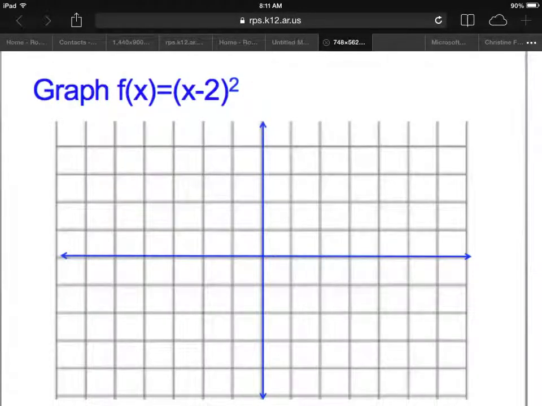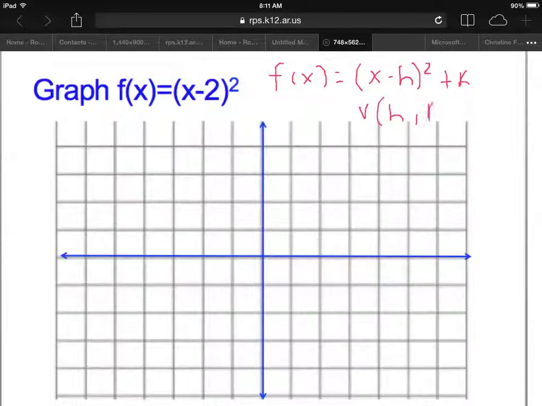When graphing a quadratic function in vertex form, students need to follow the formula f(x) = (x - h)² + k, where (h, k) is the vertex. We talked about that when we did their foldable, and they've worked a little bit with this formula. So h, you can see, is 2, the x-coordinate of the vertex, and k, the y-coordinate of the vertex, is going to be 0 because there is no value outside of that quantity. So the vertex is at (2, 0).